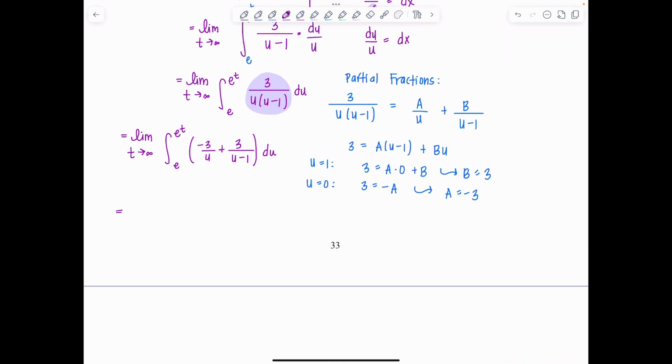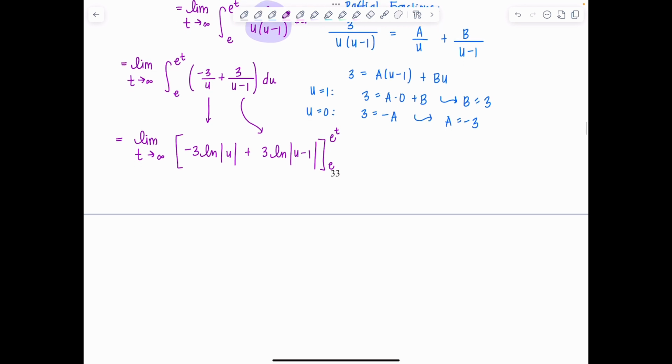And then we know those antiderivatives. Make sure you keep writing lim every step of the way. The antiderivative of negative 3 over u is negative 3 natural log absolute value of u, plus the antiderivative of 3 over u minus 1, which is 3 natural log absolute value of u minus 1, all evaluated from e to t.